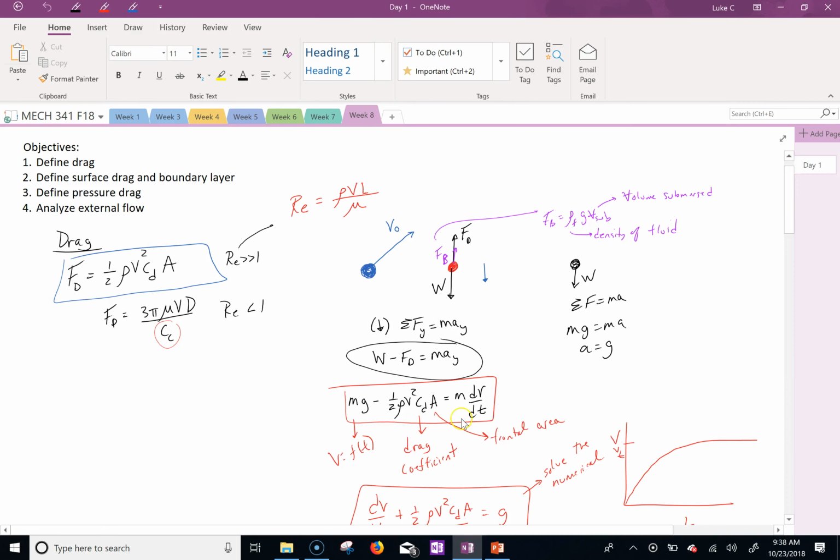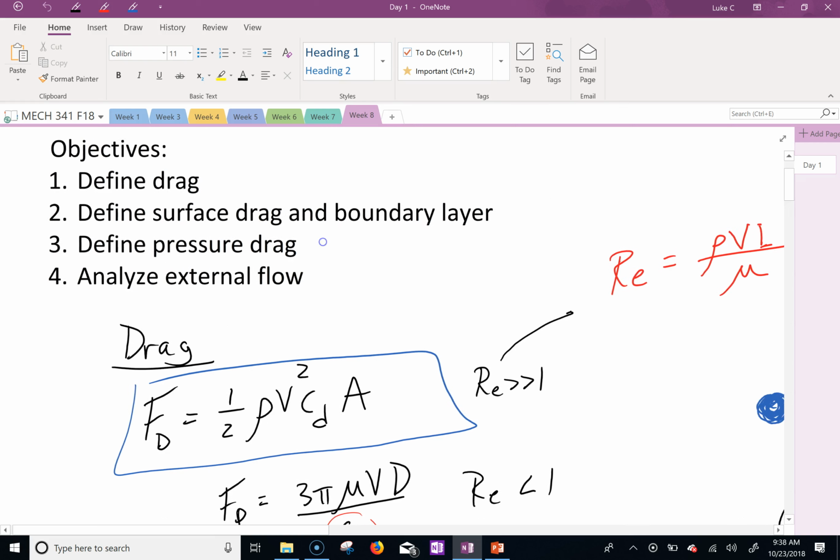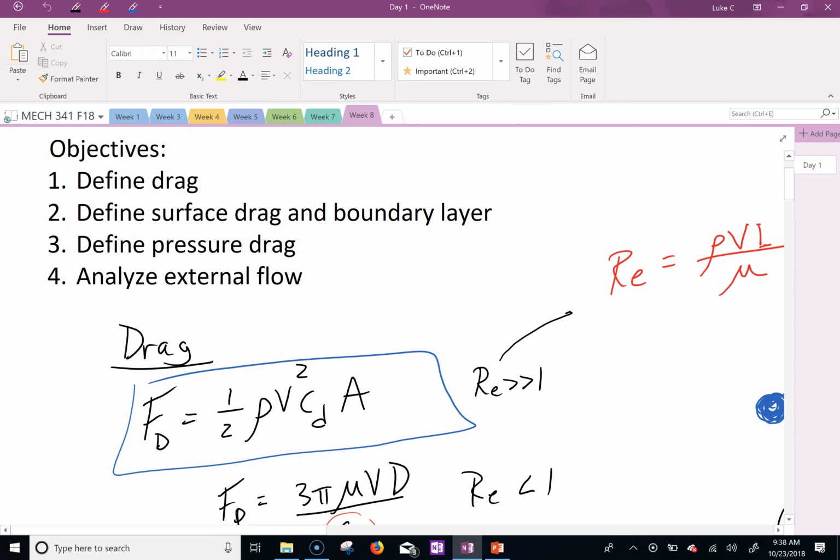All right. So we started talking last class about drag, and really we're looking at external flow. And to be honest, the most important thing is drag. Okay? Drag defines everything from the way a water droplet falls into the atmosphere. It forms a teardrop shape. That's because of drag. Okay?